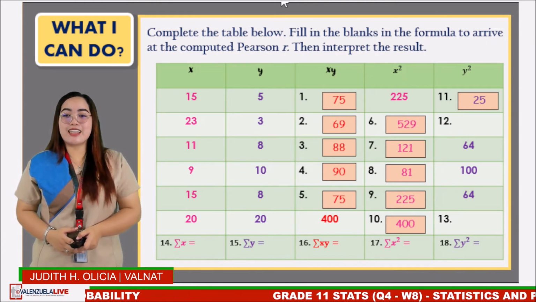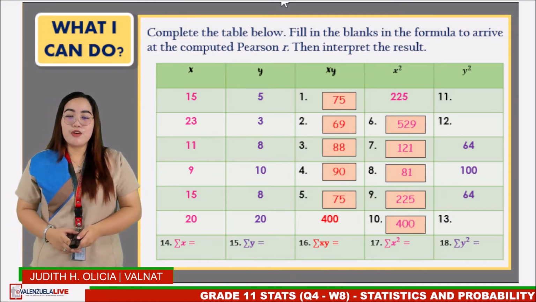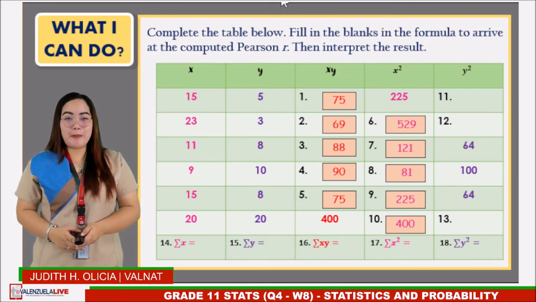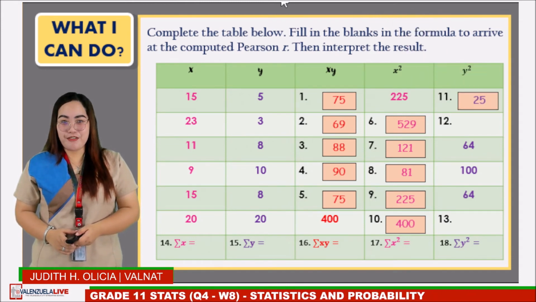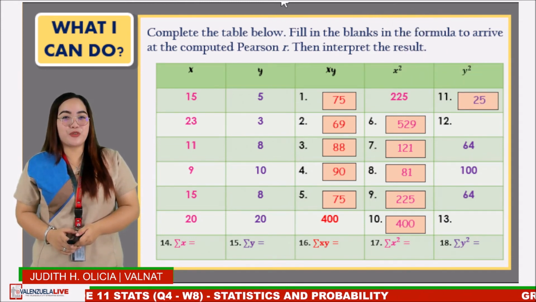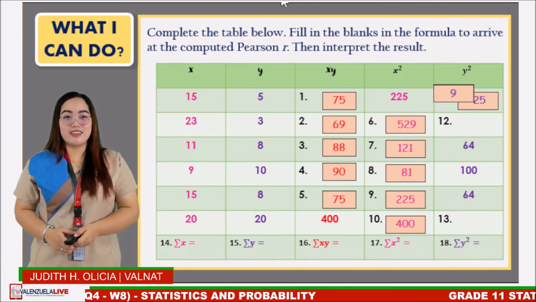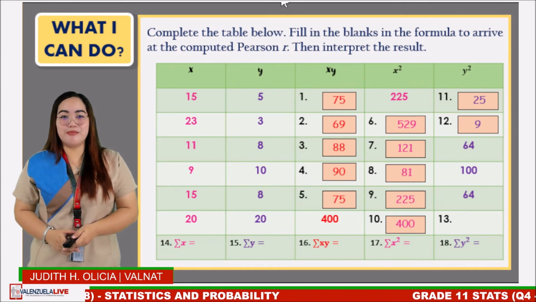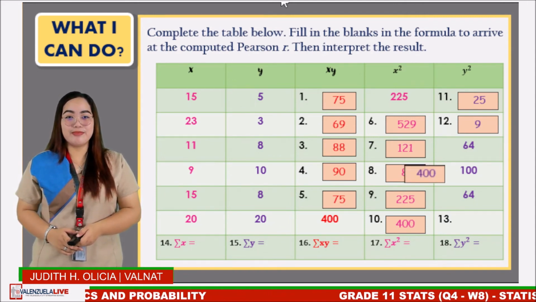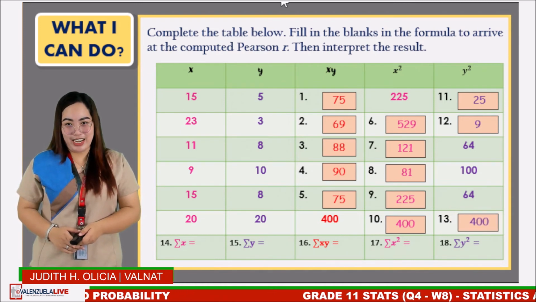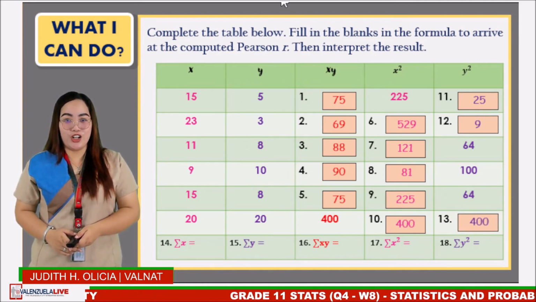Third, let us get the square of each element of Y. For number 11, the product is 25. Very good. How about for number 12? The answer is 9. Good job. And for number 13, we have 400. And last, get the summation of each column.